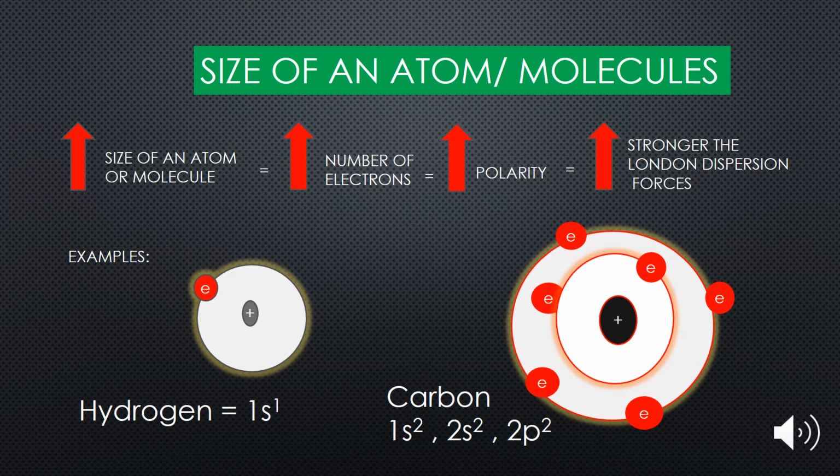Now friends, consider two atoms, hydrogen and carbon. Look at the electronic configuration of hydrogen, that is 1s1, meaning that hydrogen has one electron in its orbit, whereas carbon has an electronic configuration of 1s2, 2s2 and 2p2, meaning that it has two electrons in the first shell and four electrons in the second shell. Due to the greater number of electrons, the size of carbon is greater as compared to the hydrogen atom. We have already discussed that as the size of an atom or molecule increases, due to the greater number of electrons, there are greater chances of London dispersion forces. So here carbon has stronger London dispersion forces as compared to hydrogen.